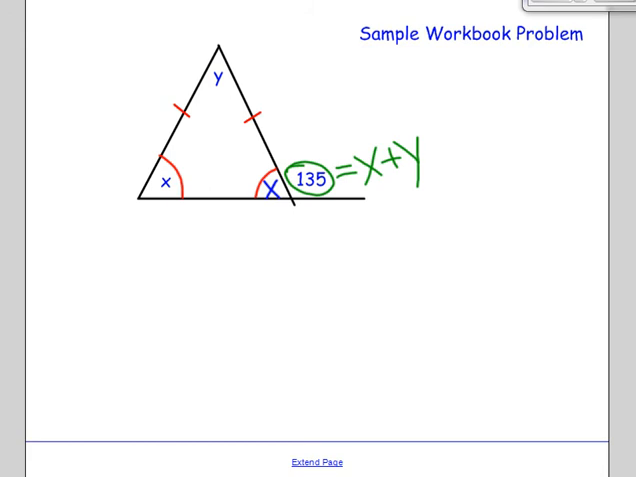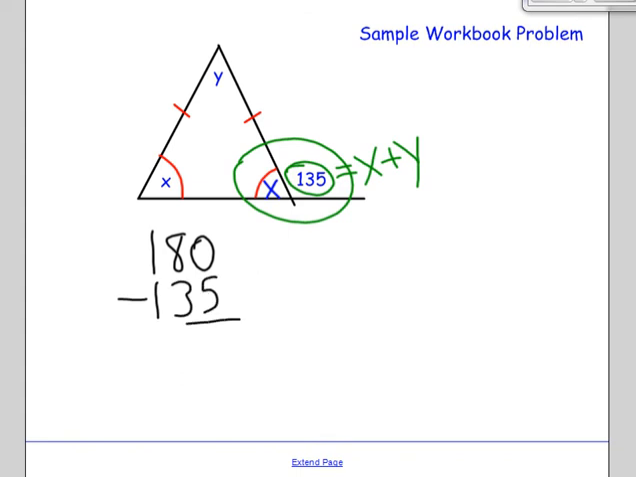And what else I know here is that these 2 angles here, the exterior angle and angle x, form a linear pair. So I know that x plus 135 must equal 180 degrees. So if I take 180 degrees and subtract 135, see what that gives me then. It gives me 10 minus 5 is 5, 7 minus 3 is 4. That leaves me with 45 degrees, so x must equal 45.